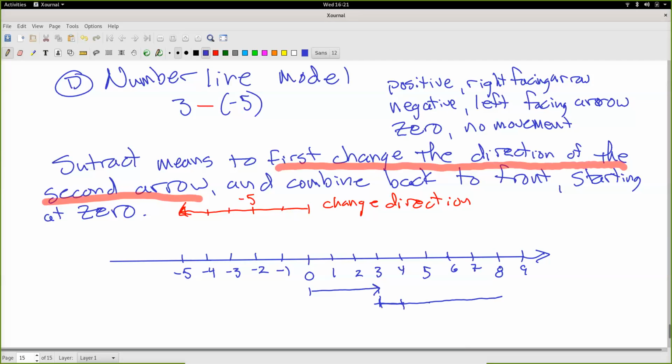From here, I'm going 1, 2, 3, 4, 5. So I'm just looking at the ruler above as I make those marks. So this would be, again, 3 minus -5 takes me over to 8. Is the way the number line model works for subtraction. And the big thing is we have to change direction of the second arrow. If it said go left, subtract means no, please go right. It said go right and we were subtracting, we'd say no, please go left.